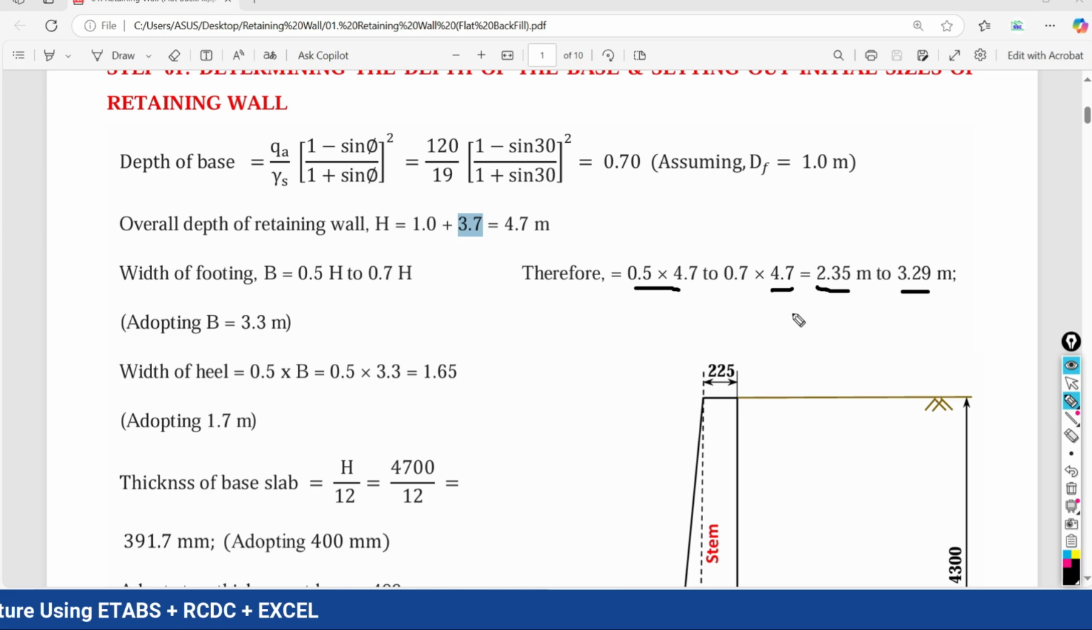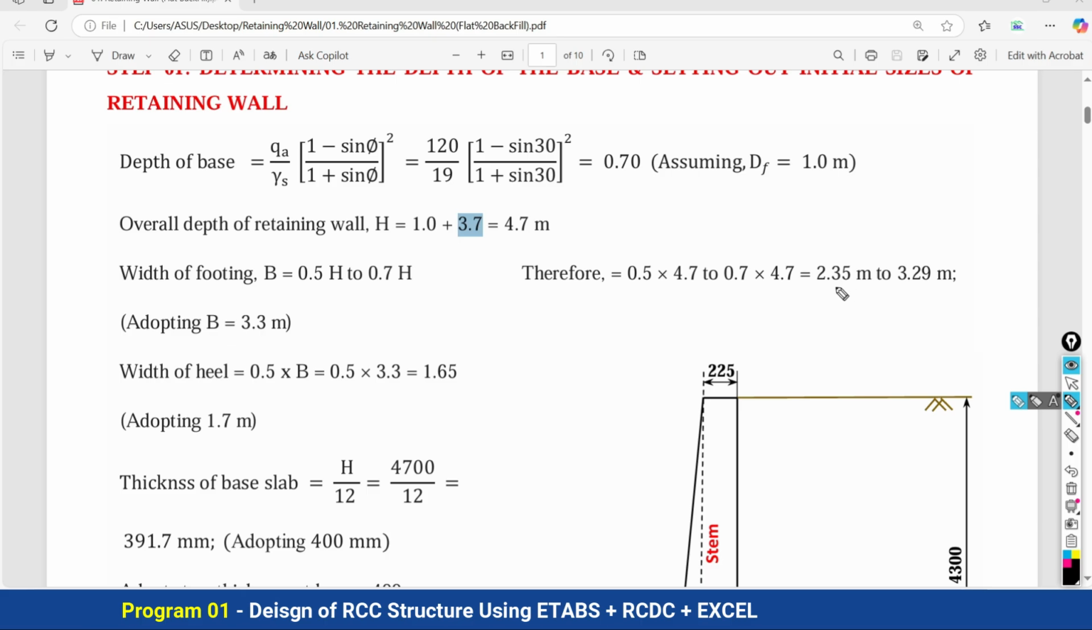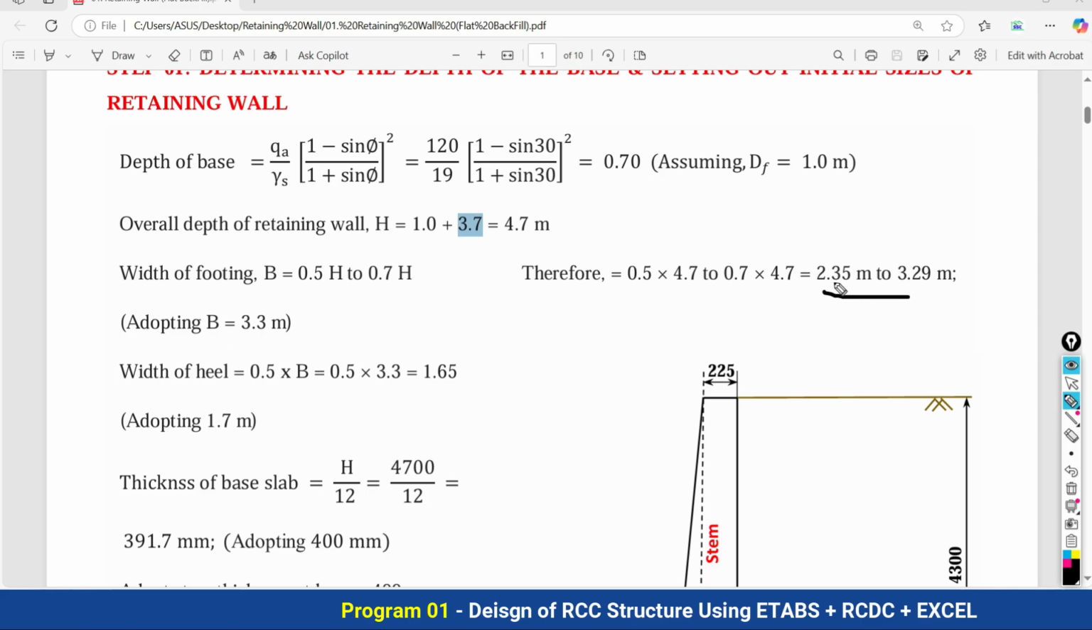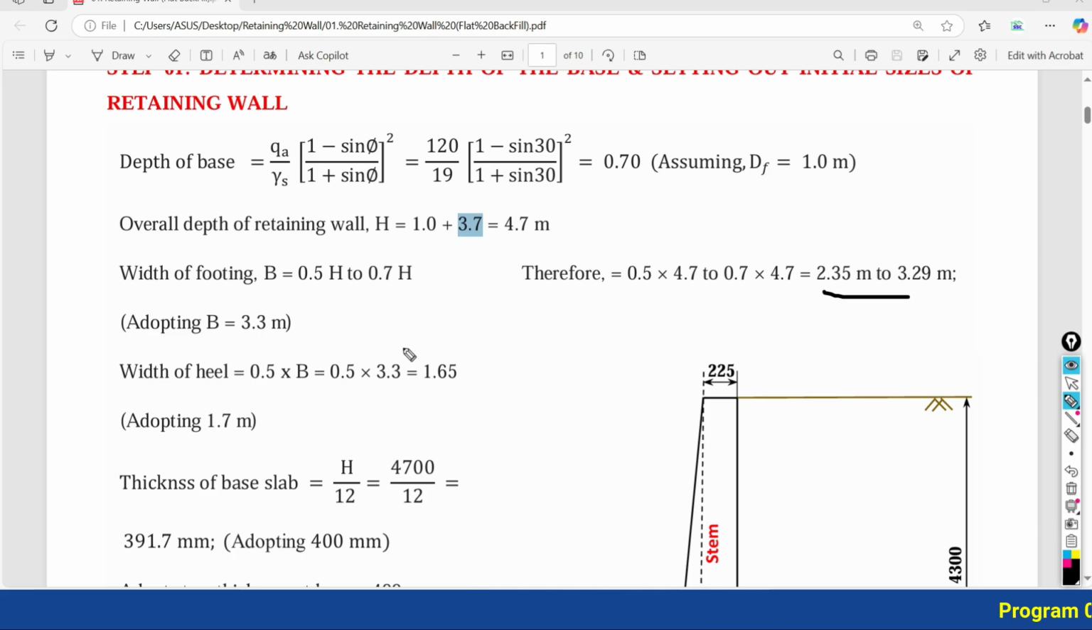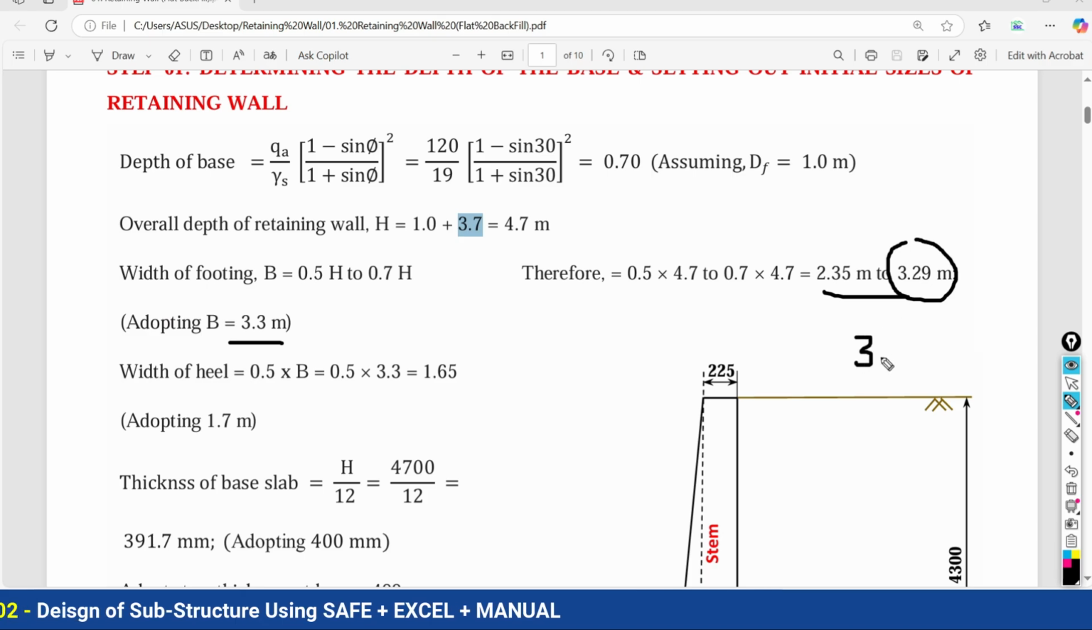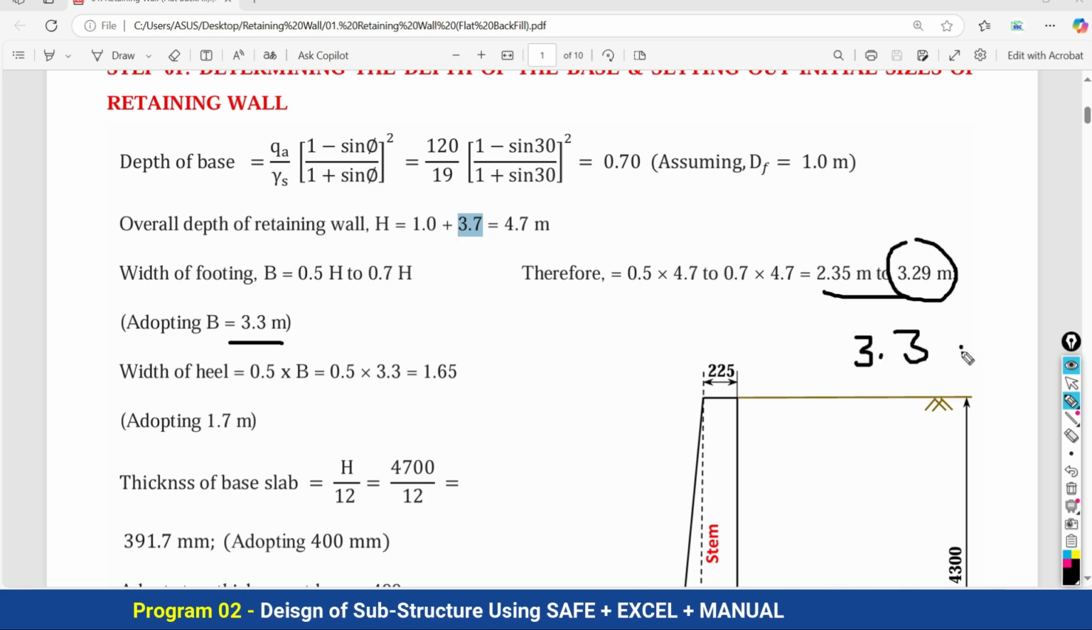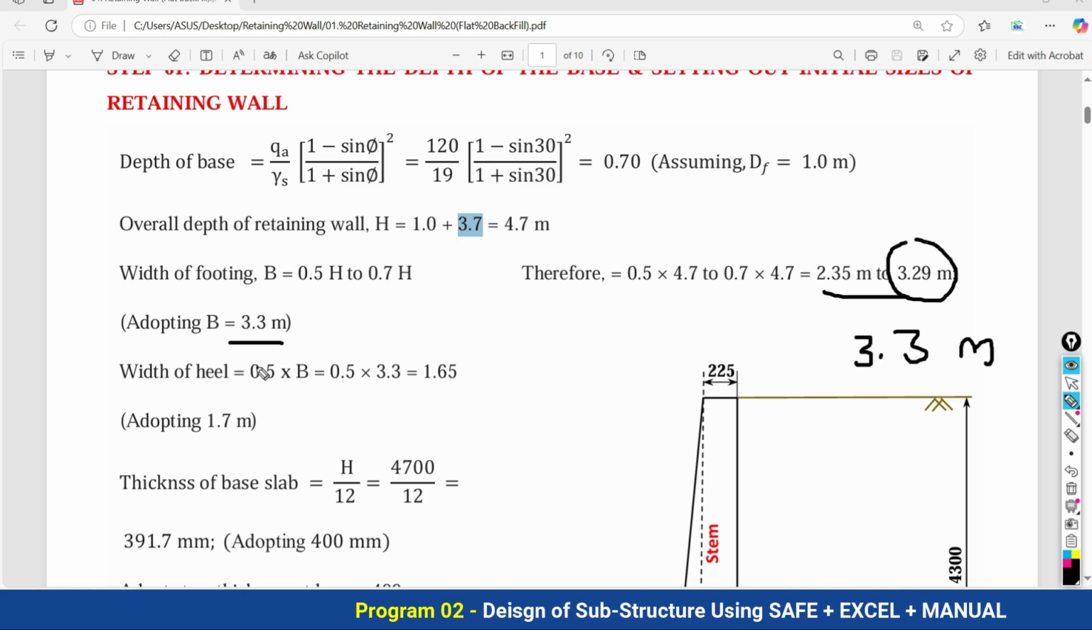You are free to choose any width of footing within this range. You can take 2.35, you can take 3.25, or any value in between. Here we are going to consider the total width of the base of your retaining wall as 3.3 meter. So we are rounding this off as 3.3 meter. This is the final value.